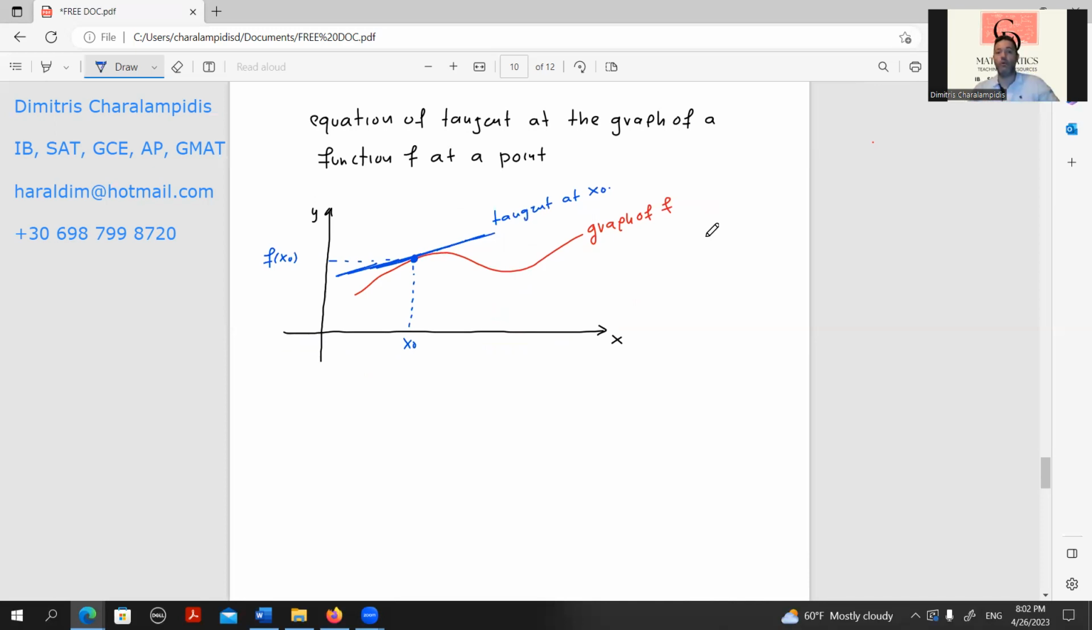I want you to remember two things regarding this. Two things and the whole idea. First of all, the whole idea is what we just mentioned. We have a graph of a function f, and at any point of that graph, I can draw a tangent line. This would be a line, so it will have an equation and it will also have a slope. And these are the two key characteristics that I want you to keep in mind.